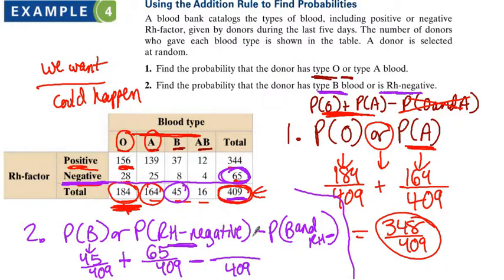How many people have blood type B and are also RH negative? If you haven't already, I encourage you to pause the video and try and see if you can figure that out. But the number who are both, let's take a look at this. If you have blood type B and you're RH negative, that's this 8 right here, because that's where they intersect. There's the negative row and there's the column for B. So there's 8 people who are in both categories. So if we add those together, we end up getting 102 out of 409. And again, that would be the chance of that happening.